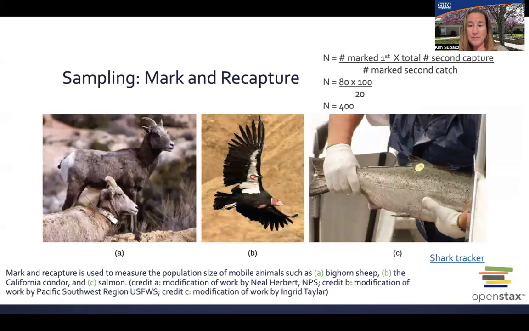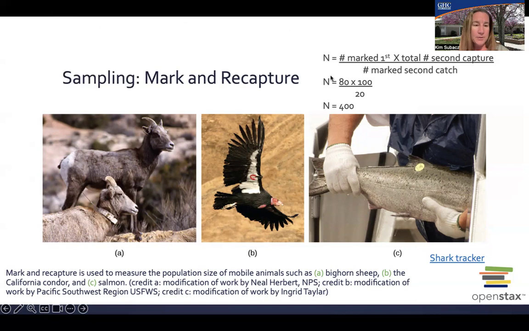Another type of population sampling is mark and recapture. Don't know if it's going to let me move this out of the way, but I really want to put this on there. This is one that I like to play with on the board, and I did not hook up my Apple Pencil to the situation today, so I tried to type it in.